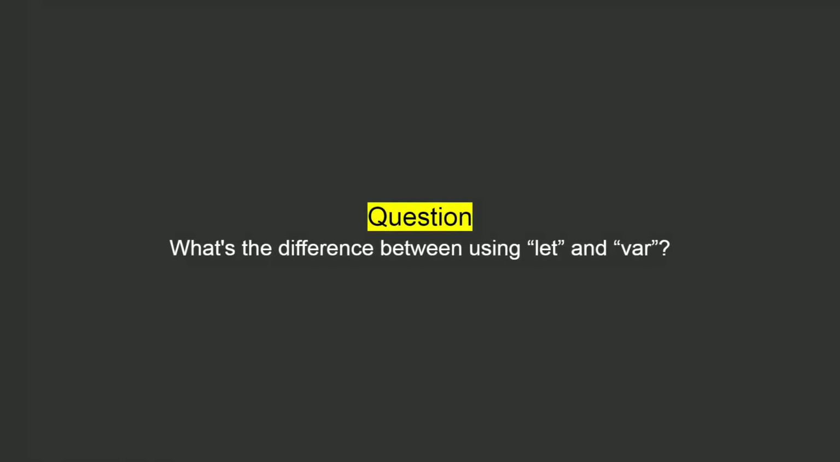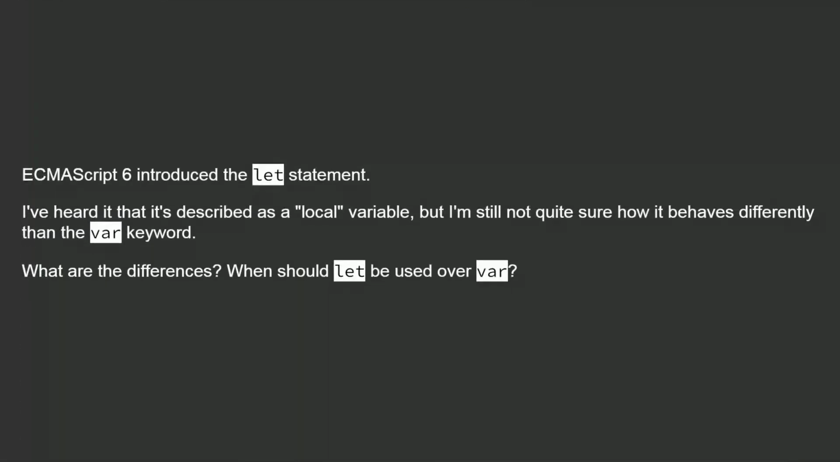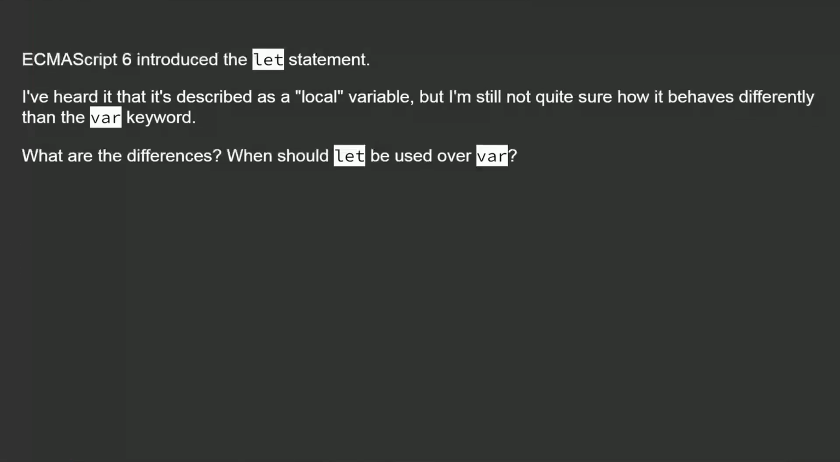What's the difference between using let and var? JavaScript 6 introduced the let statement. I've heard that it's described as a local variable, but I'm still not quite sure how it behaves differently than the var keyword. What are the differences? When should let be used over var?